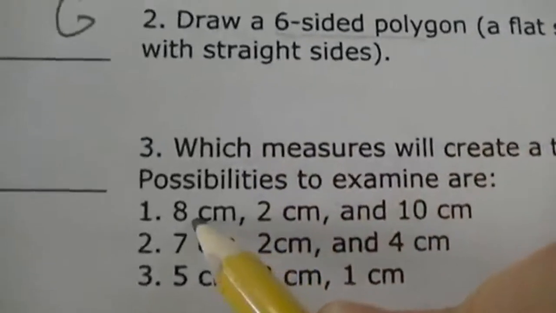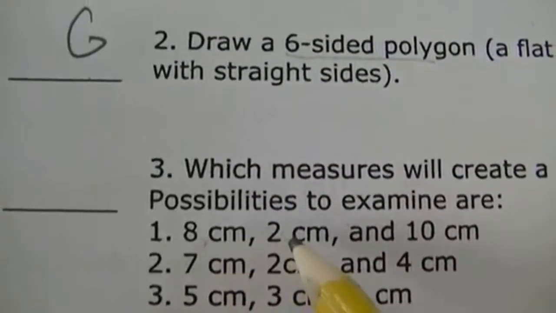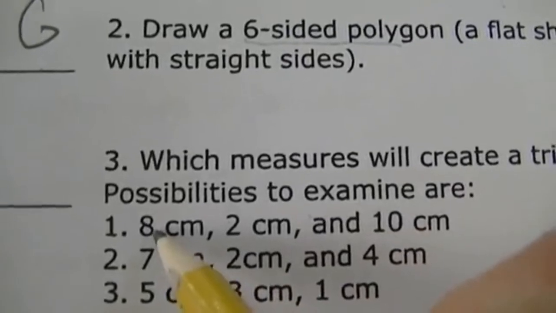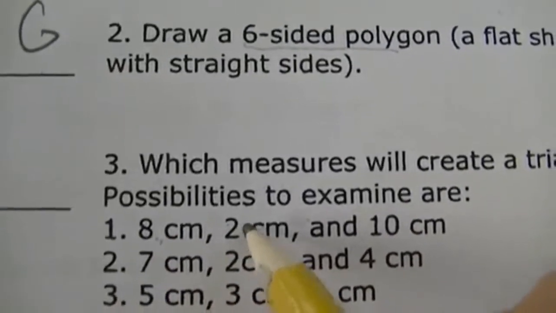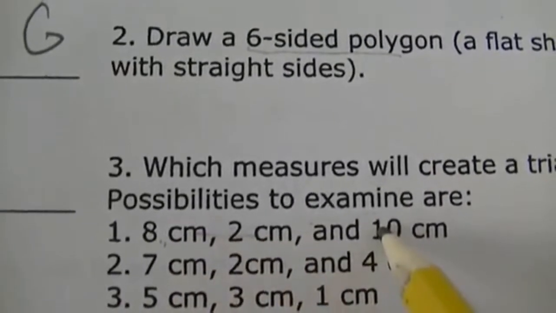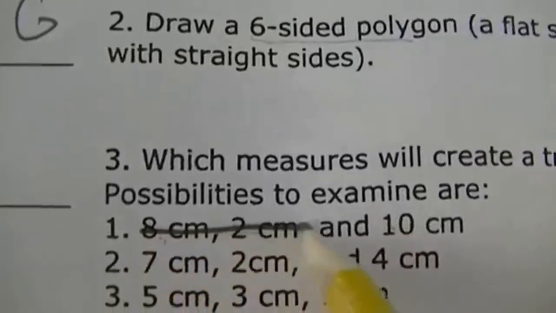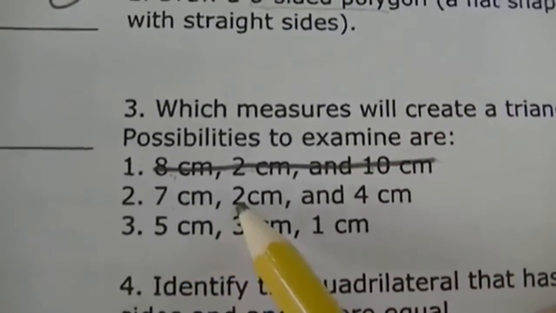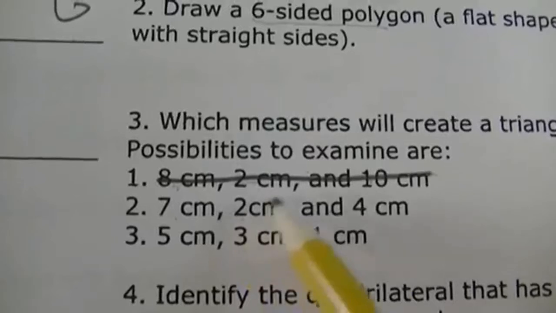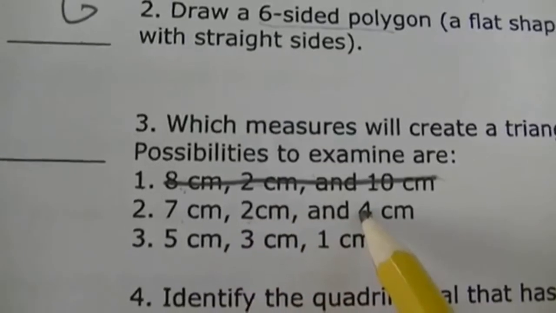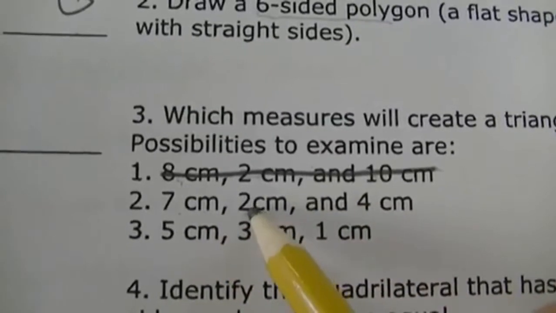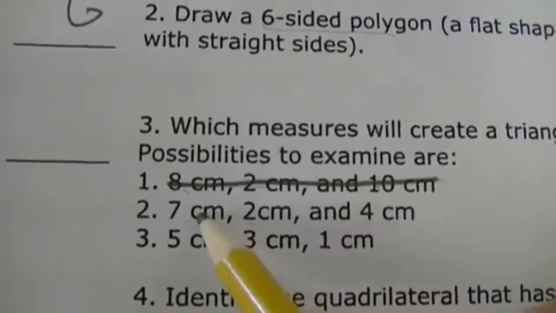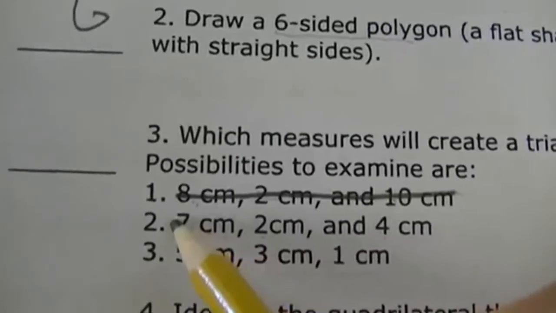So a triangle with an 8 centimeter side, a 2 centimeter side, and a 10 centimeter side. 8 plus 2 is 10. 10 is not bigger than this third side. So that's not one, right? Okay. 7 plus 2 is 9. 9's bigger than 4. So that sounds good. Let's try this one though. 2 plus 4 is 6. That's not bigger than the third side. So I'm going to cross that off.